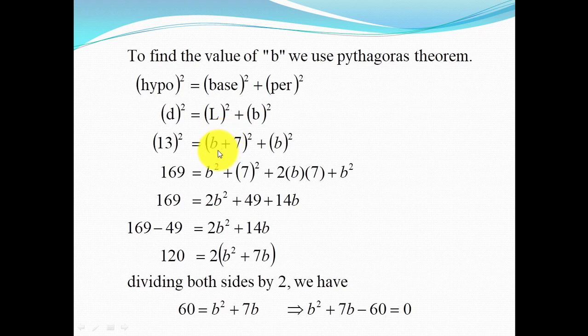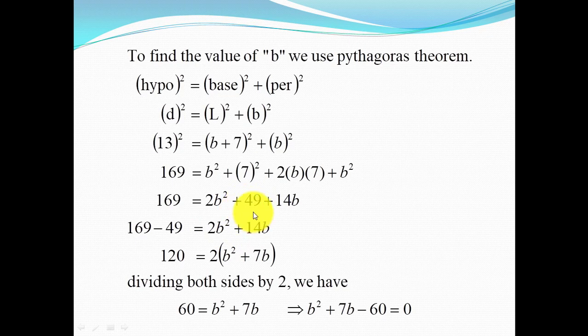Simplify this. Open this square, which is equal to b square plus 7 square plus 2b into 7 plus b square. This b square and this b square give 2b square, plus 49, plus 14b, since 7 into 2 is 14, and b as it is. Multiply and multiply by b.